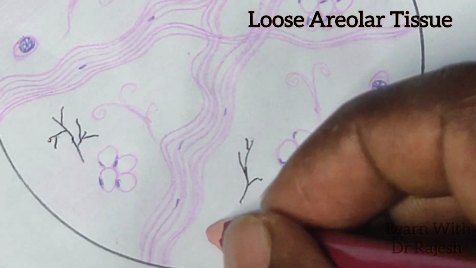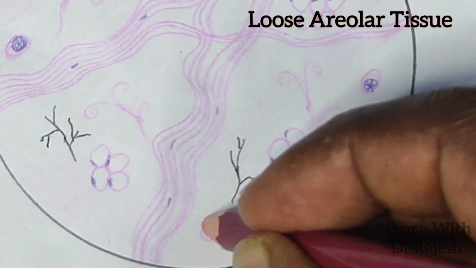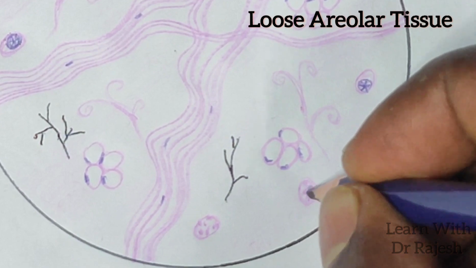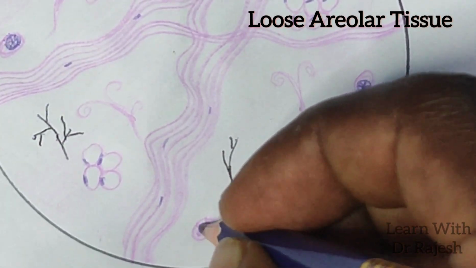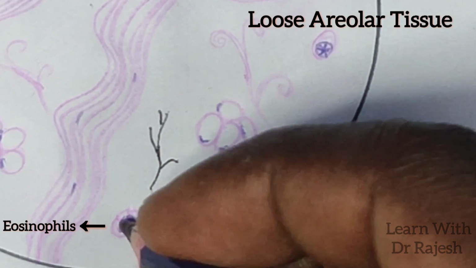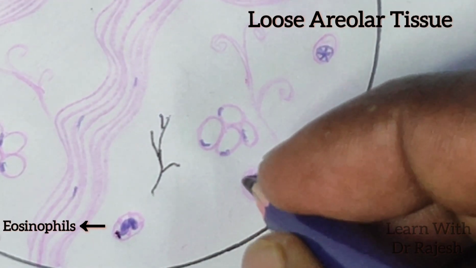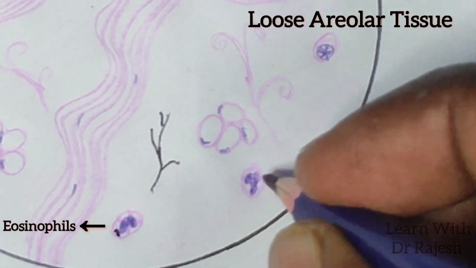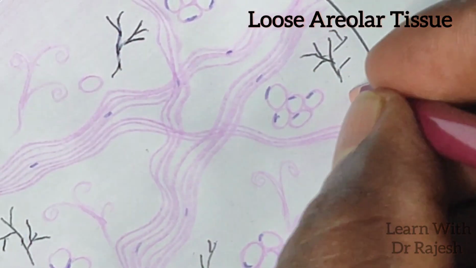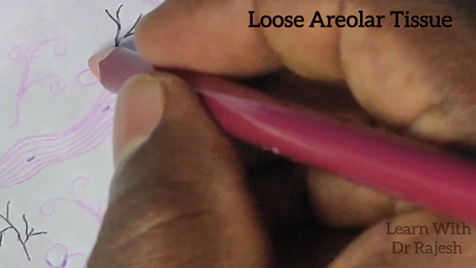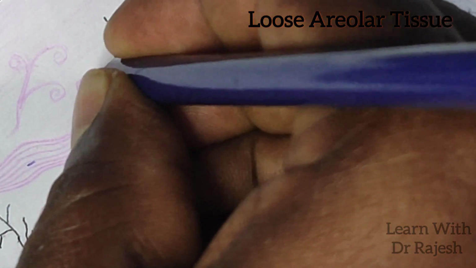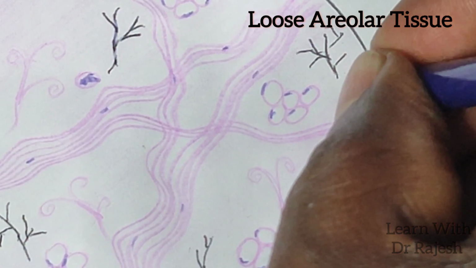Next cell we are drawing is eosinophils. Here we can draw multiple eosinophilic granules and we can see the nucleus is somewhat kidney shaped. So we have made the kidney shaped nucleus and there will be multiple eosinophilic granules. This is eosinophils. Next we are drawing the neutrophils. They are abundant. We can draw multiple. Here I am drawing only two. Actually we can draw many. The cytoplasm is drawn and the nucleus is segmented. There will be multiple segments in the nucleus.